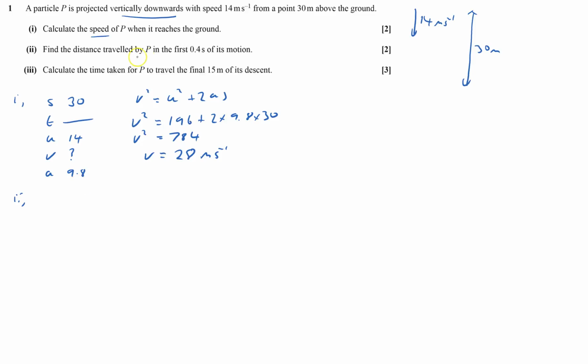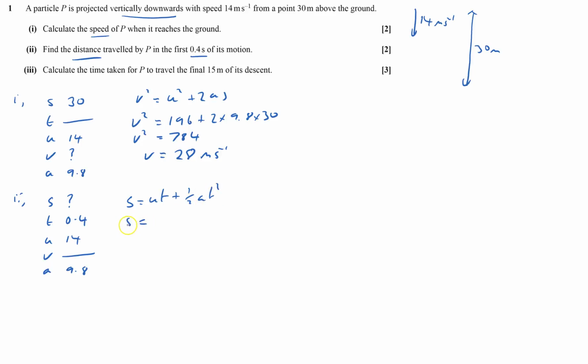Part 2, distance travelled by P in the first 0.4 seconds. Again, I'm going to set myself up with SUVAT. It's asked me for the distance travelled, so S is going to be unknown. In the first 0.4 seconds, U is 14. Don't care about V. Acceleration is still going downwards, so it's positive 9.8. And I need the formula without the V in it, so that'd be S equals UT plus half AT squared.